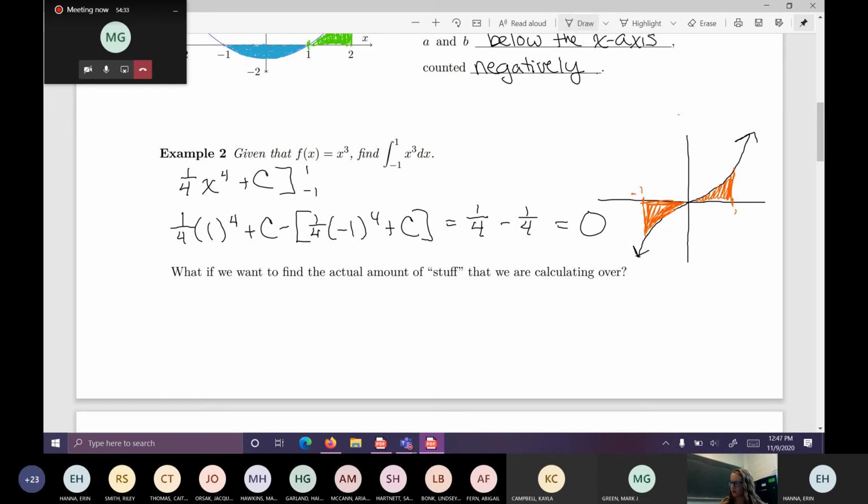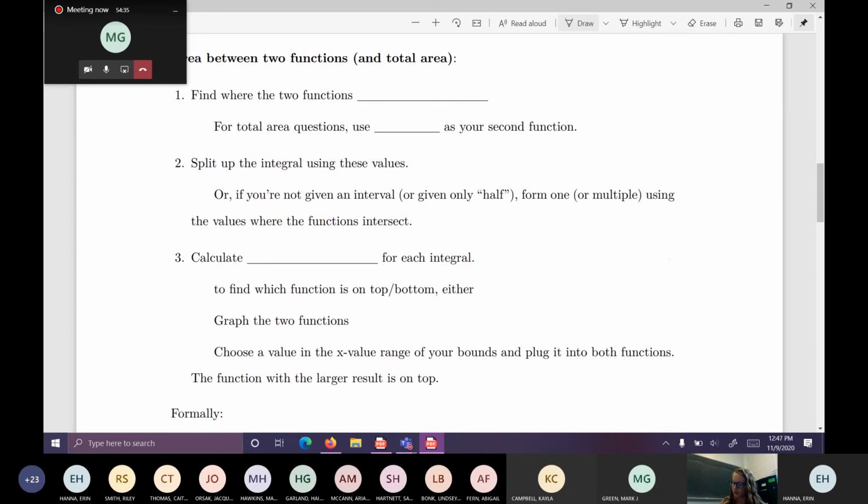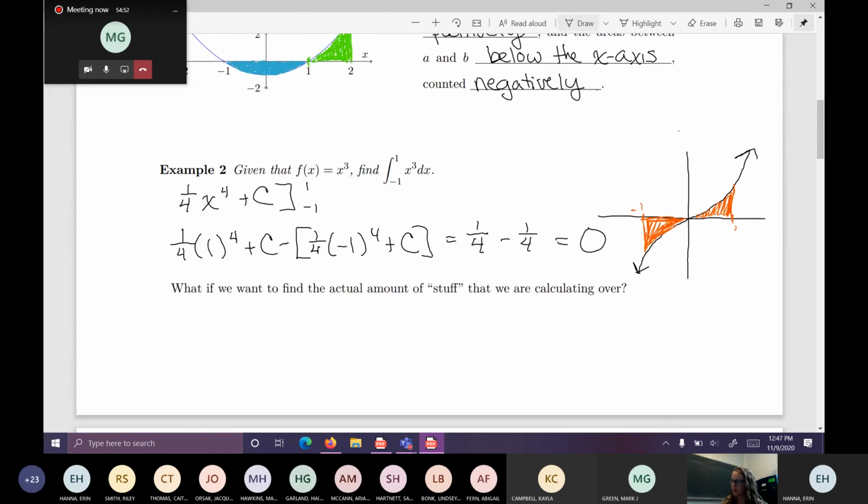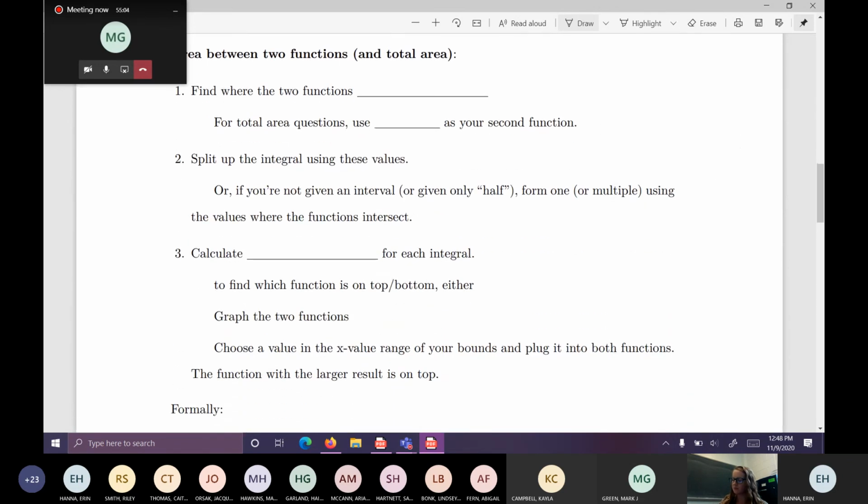So I don't know if we'll have time for an official example, but let's write down the process. So here's what's gonna happen, and I'm kind of collecting two processes into one here. We're not only going to be looking to answer questions like I just posed, like here's x cubed from -1 to 1, how much stuff is there? We're also going to want to be finding area between two functions.